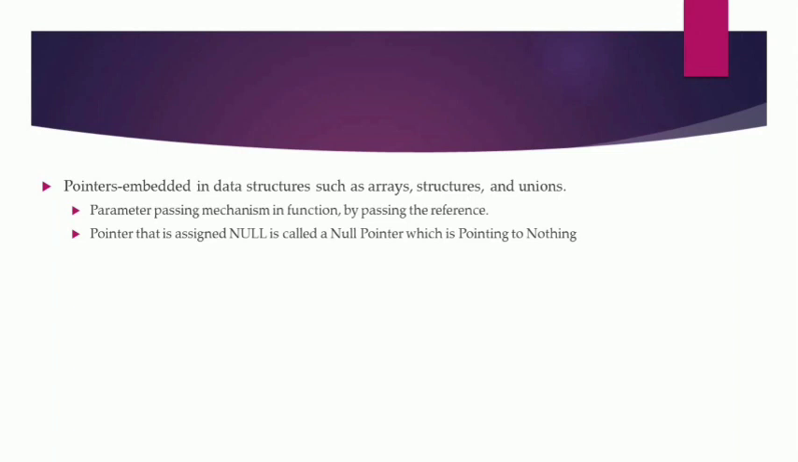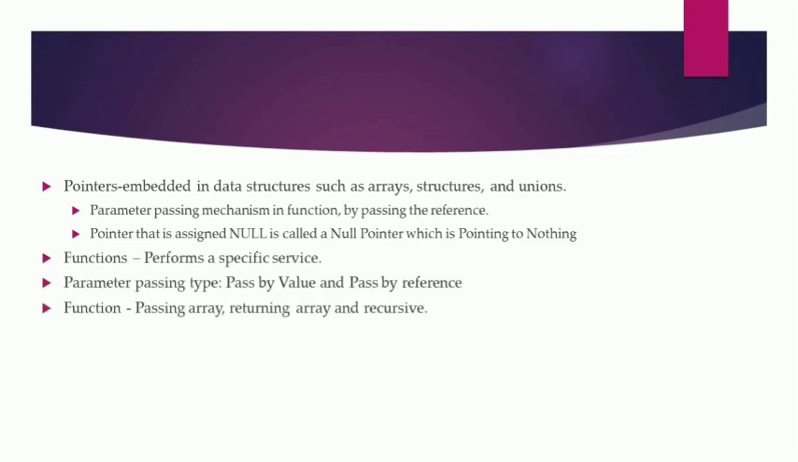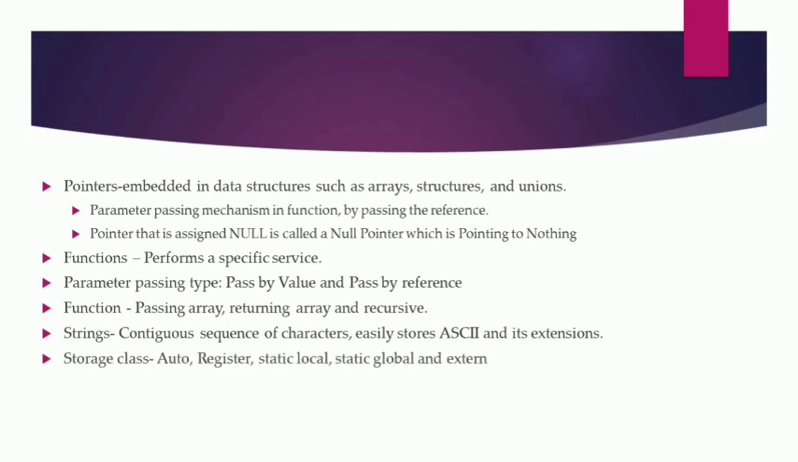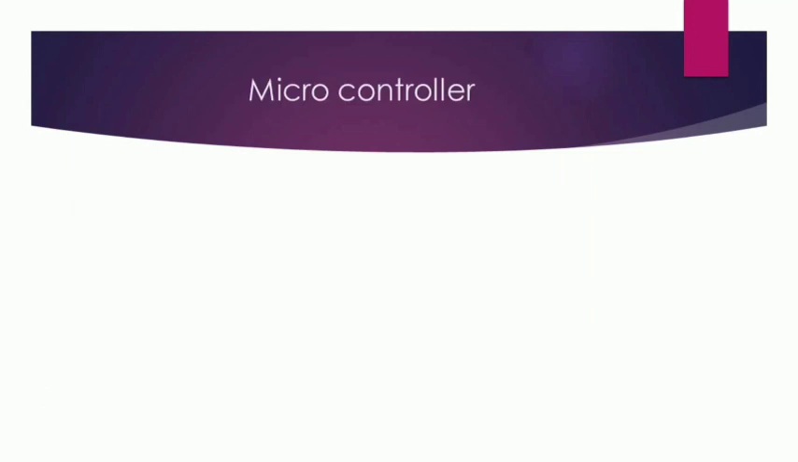Parameter passing mechanism in a function is by passing the reference. A pointer that is assigned null is called a null pointer, which is pointing to nothing. Functions perform a specific service. Parameter passing types: pass by value, pass by reference. Functions: passing array, returning array and recursive. Strings: a contiguous sequence of characters, easily stored as ASCII and its extensions. Storage classes: auto, register, static local, static global and extern. Preprocessor: header files and source files.